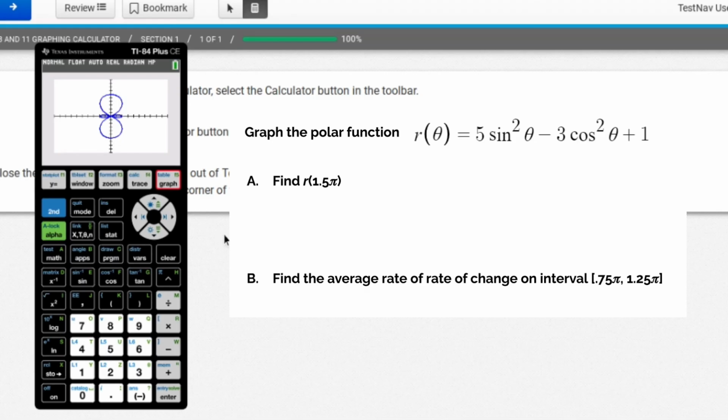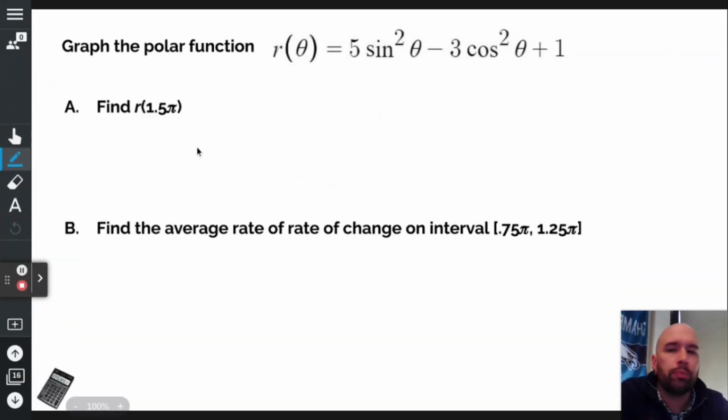My job for part A is to find r of 1.5 pi. So let's do second calc and type out the value. If you're like, what are those? Calculus, you'll find out next year. Just hit value. And we're doing 1.5 pi. Second caret gives me pi. Hit enter. And we have 6. Oh, it's actually negative 6. Negative 6. All right, so negative 6.